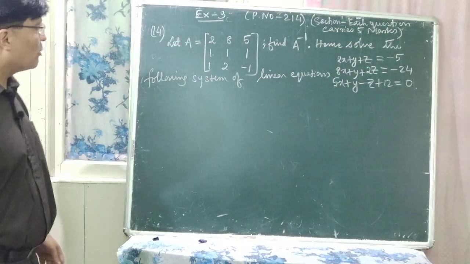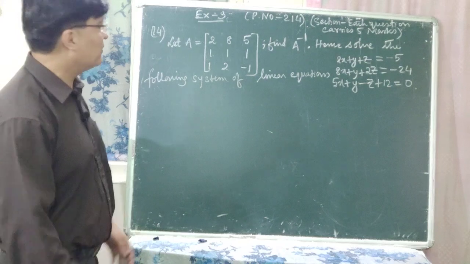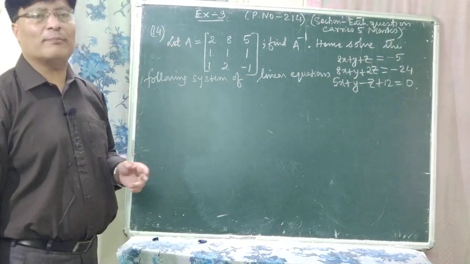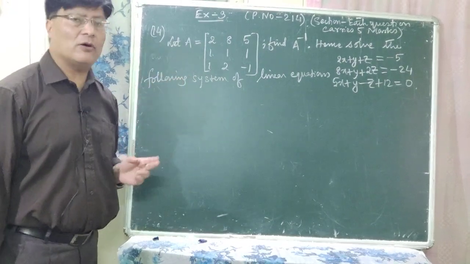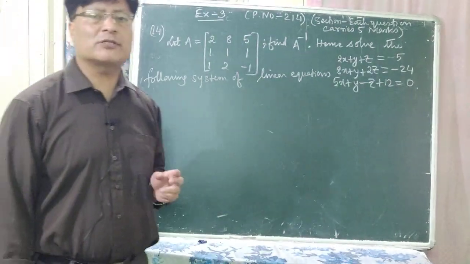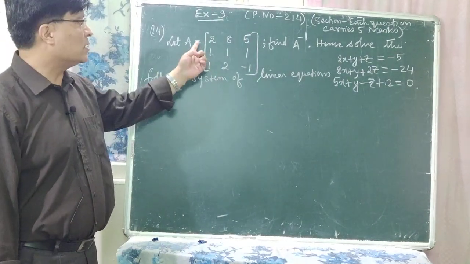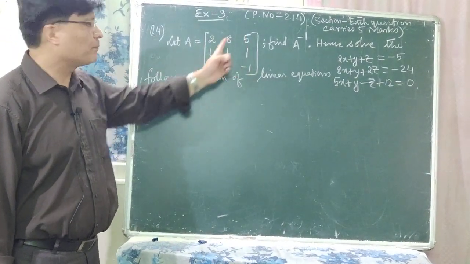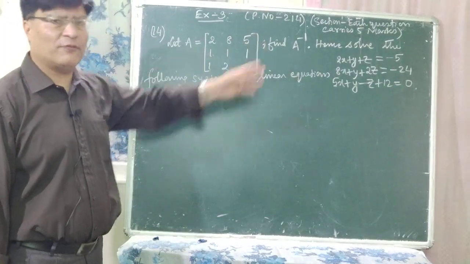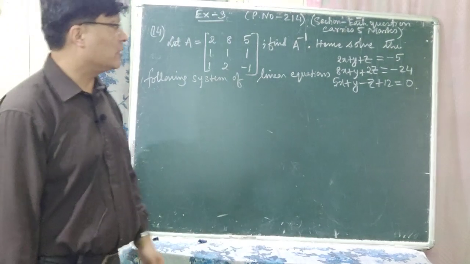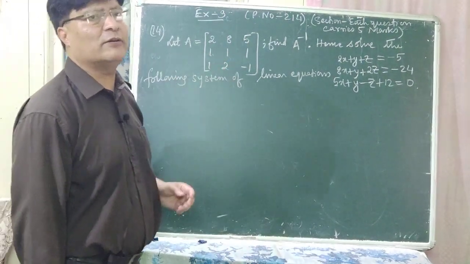Now let's do question number 14. In this case, what is given? A square matrix is given. Its order is 3 cross 3, the third order matrix. In the first row 2, 8, 5. Second row 1, 1, 1. What is the third row? 1, 2, minus 1. You have to find out A inverse, right? And hence you have to solve the given system of linear equations.